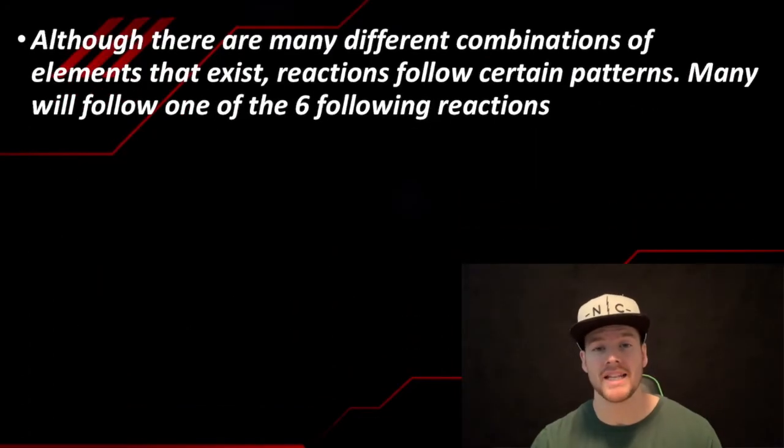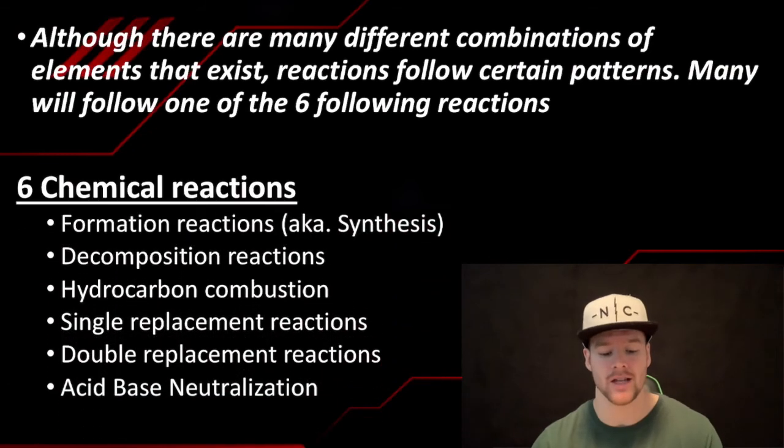Now, although there are many different combinations of elements and different types of reactions, we're going to look at some patterns here. We're going to look at 6 main patterns of reactions and what they follow. It often has to do with pluses bonding with minuses when we're looking at ionic compounds. So these are the 6 that we're going to look at: formation reactions, which is also called synthesis; decomposition reactions; hydrocarbon combustion; single replacement; double replacement; and acid-base neutralization.